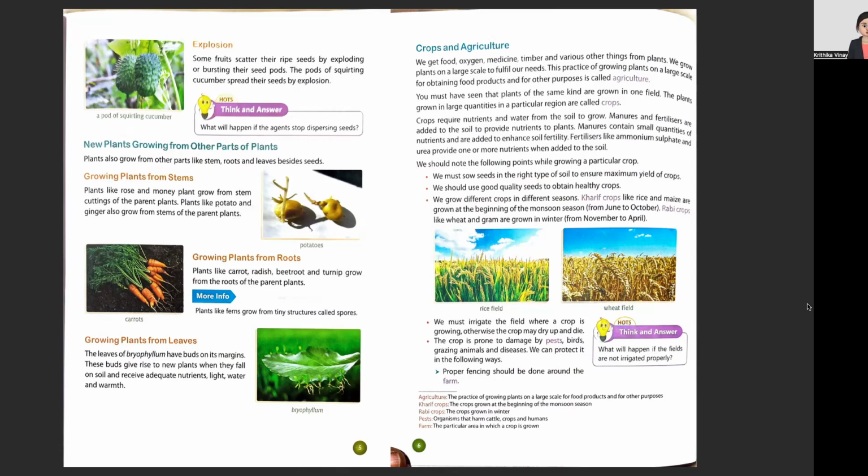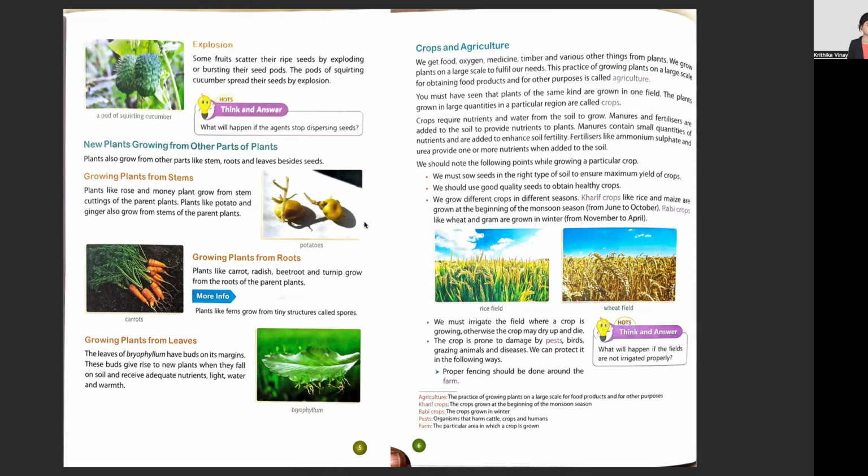New plants growing from other parts of plants. Plants can also grow from other parts like stems, roots, and leaves besides seeds. Growing plants from stems. Plants like rose and money plant grow from stem cuttings of the parent plant. Plants like potato and ginger also grow stems from the parent plant.